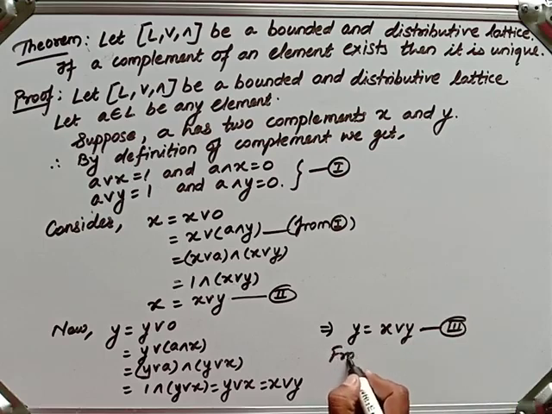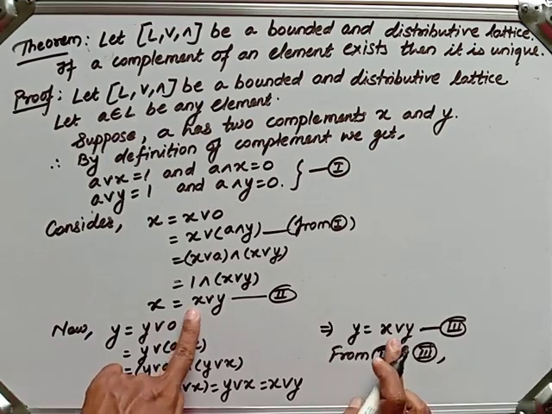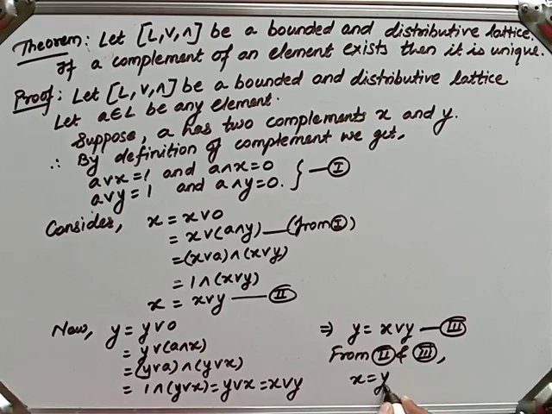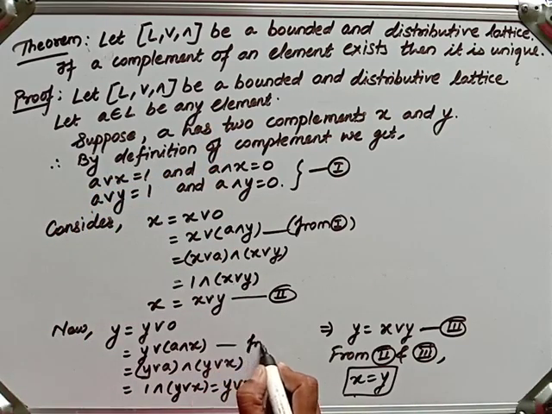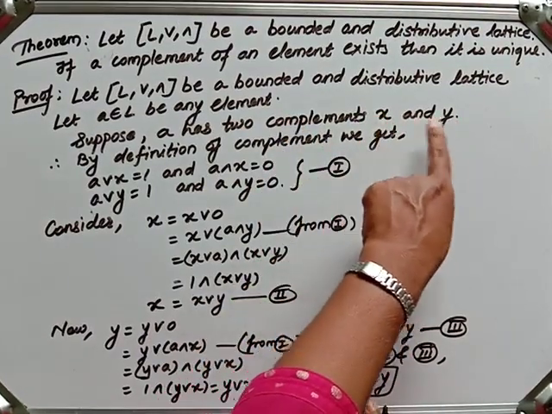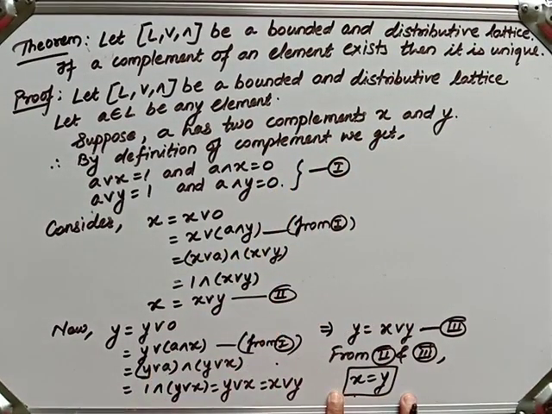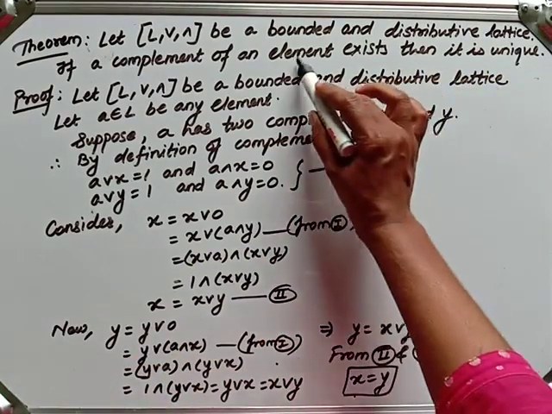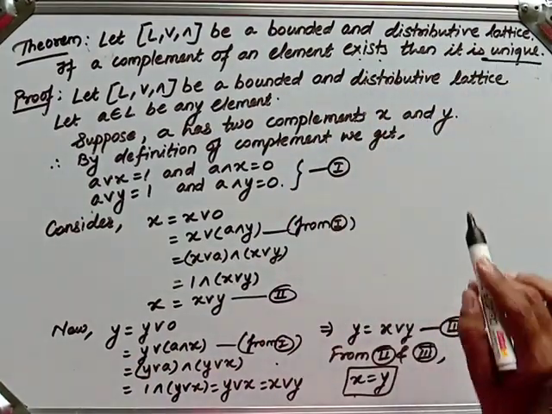Now, from 2 and 3, look at here. The right hand sides of them are same. So x equal to y. Therefore, as we have assumed two complements, x and y, but they have been shown equal. So what can I say? If the complement of an element exists, then it is always a unique one.